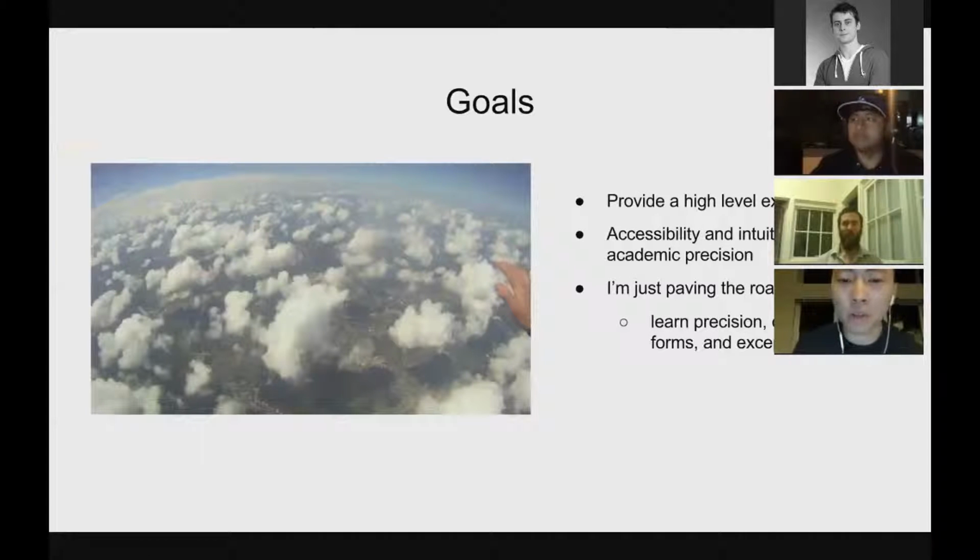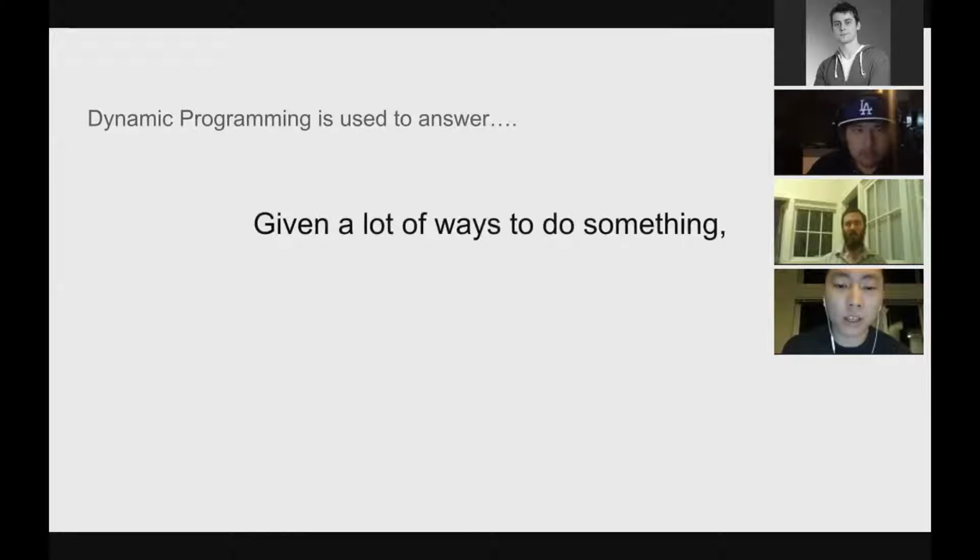Okay, so the goal of this talk is to provide a very, very high-level explanation. It's going to be a little bit rough, so I'm favoring accessibility and intuition over academic precision. But this should pave the road for you to learn about all the different use cases and exceptions and nuances later on. Dynamic programming is used to answer the very simple question of, given a lot of ways to do something, what is the best way to do it?